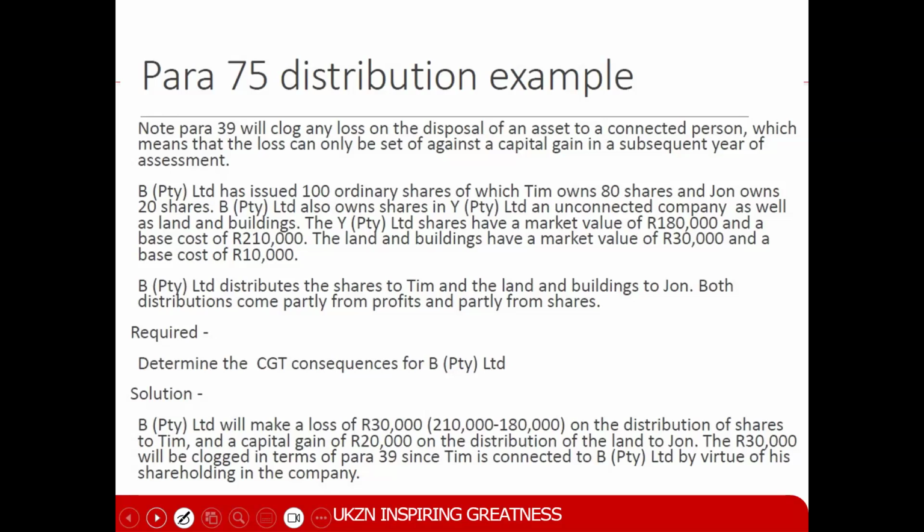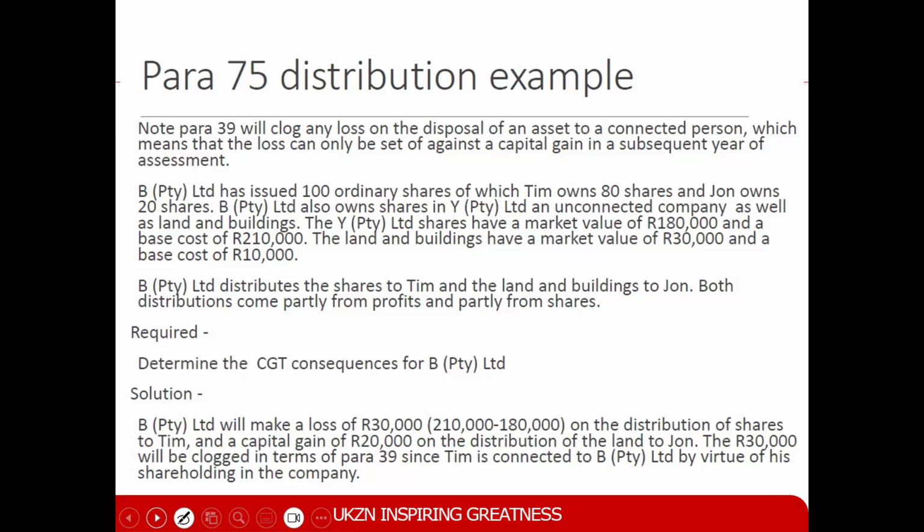Sorry, the Y (Pty) Ltd shares have a market value of 108,000 and a base cost of 210,000. The base cost is actually more than the market value. The land and building have a market value of 30,000 and a base cost of 10,000. So B distributes the shares to Tim and the land and building to John.